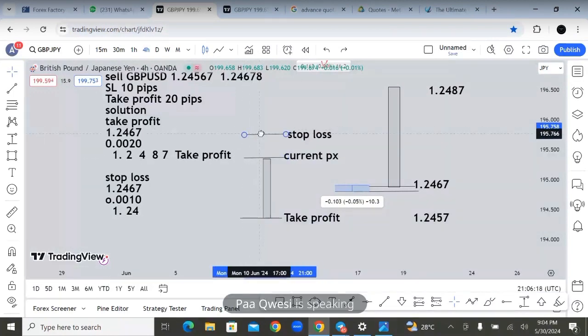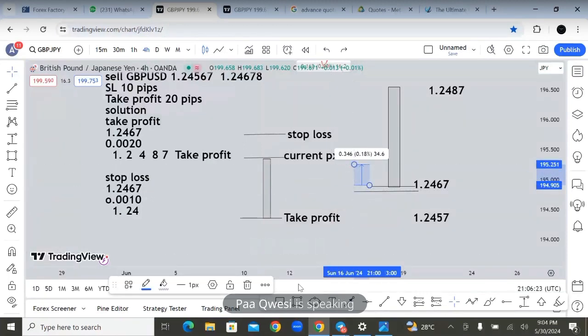So take note of them. You have to take note of them and know how to calculate it. So if you are selling, you are going to subtract the take profit from the current market price. If you are buying, you are going to add, because the price will be moving up. So you are going to add the pips to the current market price. And if you are selling with a take profit, you are going to subtract, because you want price to fall more. So if you want price to fall more, you are going to deduct it from the current market price.